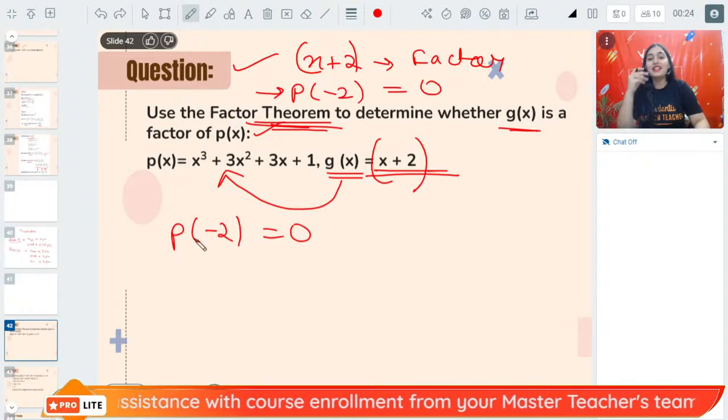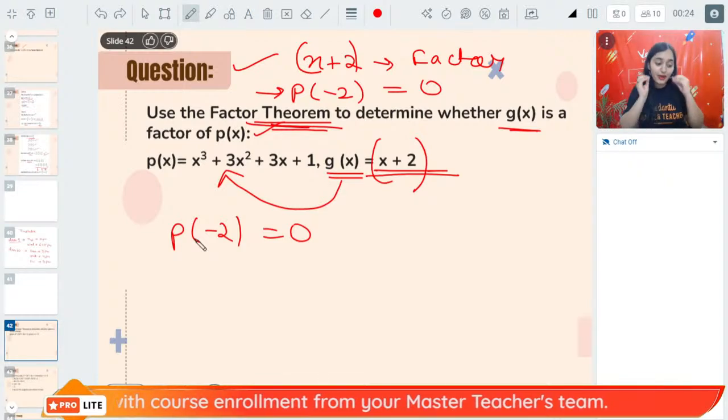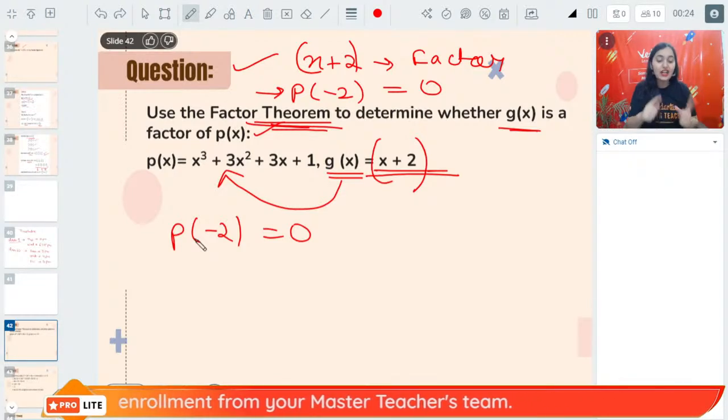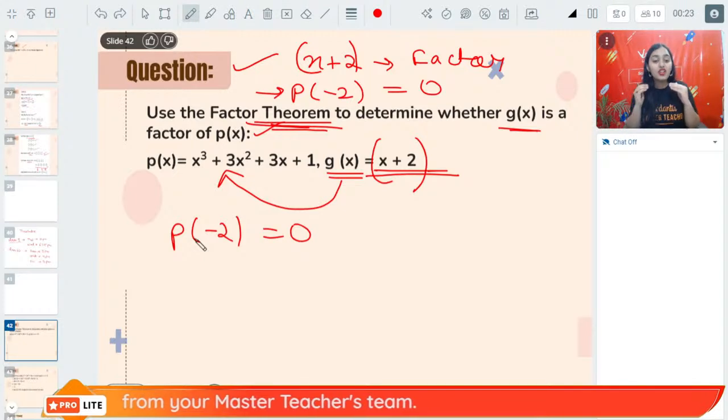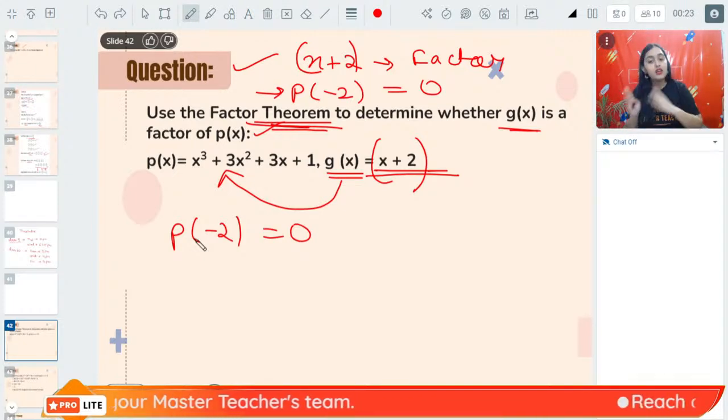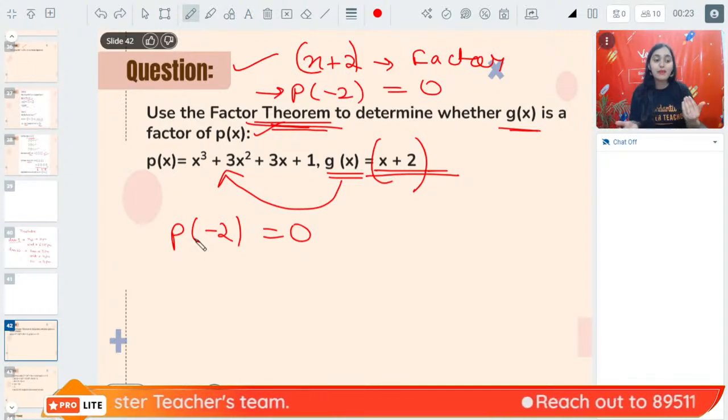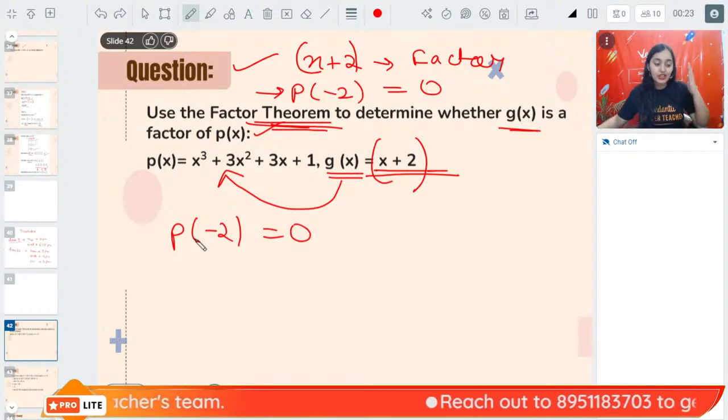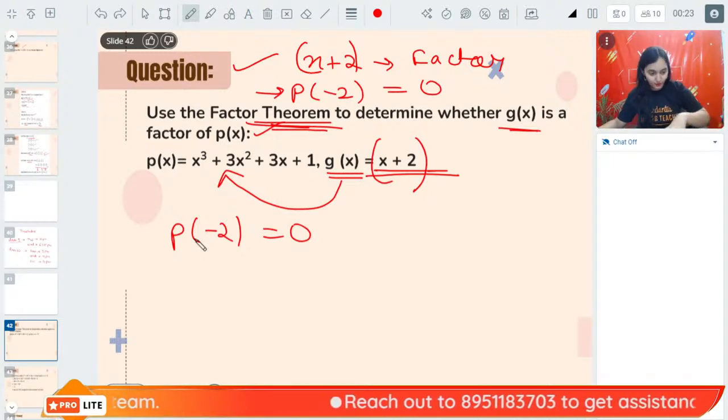How come your answer is minus 1, Arushi? The question is asking, is it a factor or is it not a factor? So your answer should be yes or no. Your answer cannot be minus 1, minus 2, minus 3. Your answer should be yes or no.